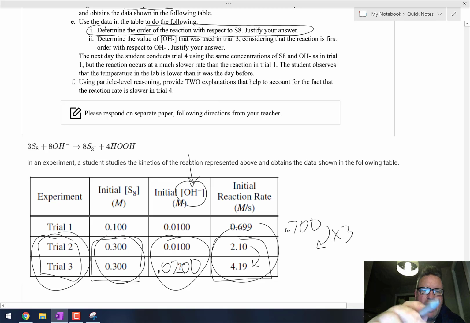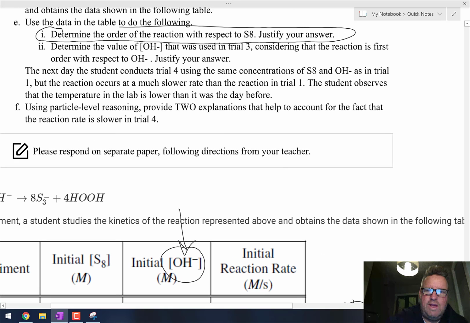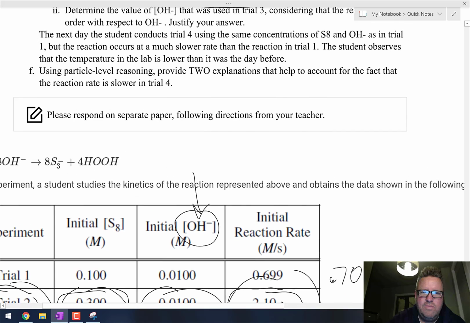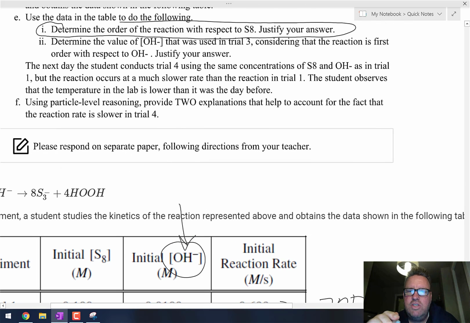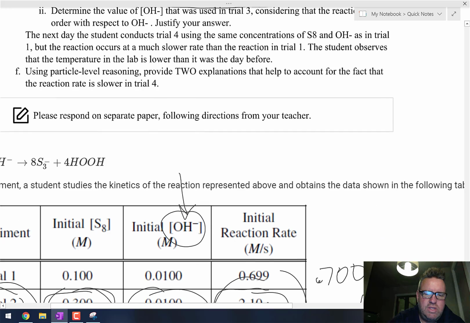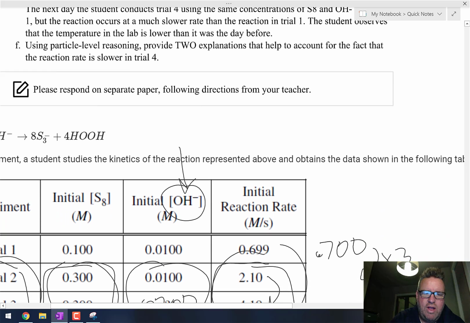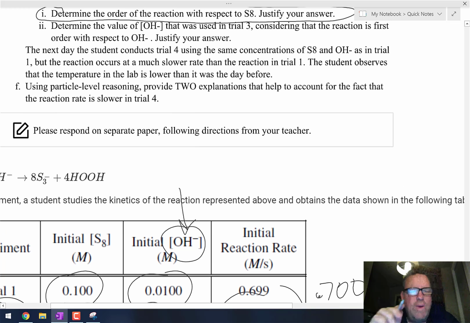Okay, the next day, here we are back up here. We don't need that data table anymore. The next day, the student conducts trial 4, using the same concentrations of S8 and OH minus as in trial 1. So we're using these same numbers from trial 1, the 0.1 and the 0.01. But the reaction occurs at a much slower rate than in trial 1, and the student observes that the temperature in the lab is lower than it was the day before.